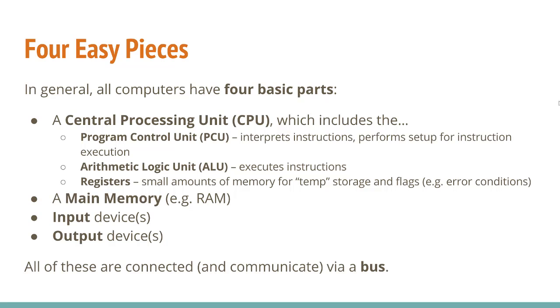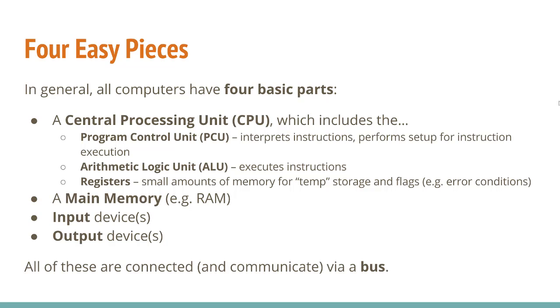As we look at programming languages, keep in mind that there are four parts to any basic computer. Now, this is typically called the von Neumann architecture. There's a central processing unit, which includes three main pieces: a program control unit, which is responsible for interpreting instructions and providing setup; the arithmetic logic unit, which actually executes the instructions; and registers, which are small amounts of memory for temporary storage and such things as error flags.